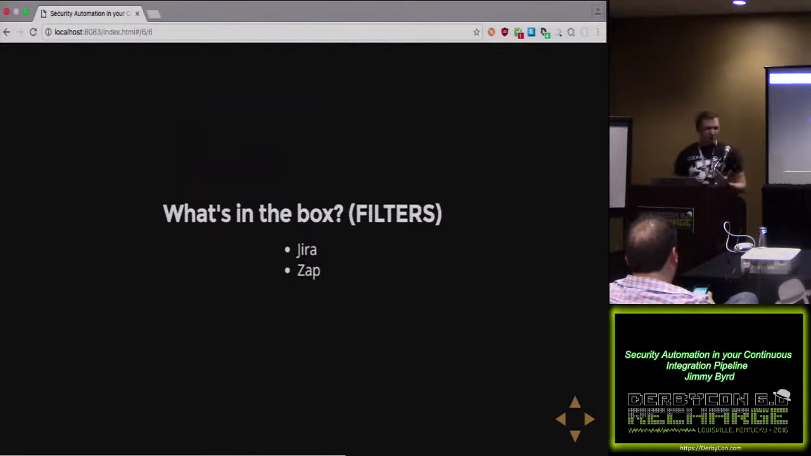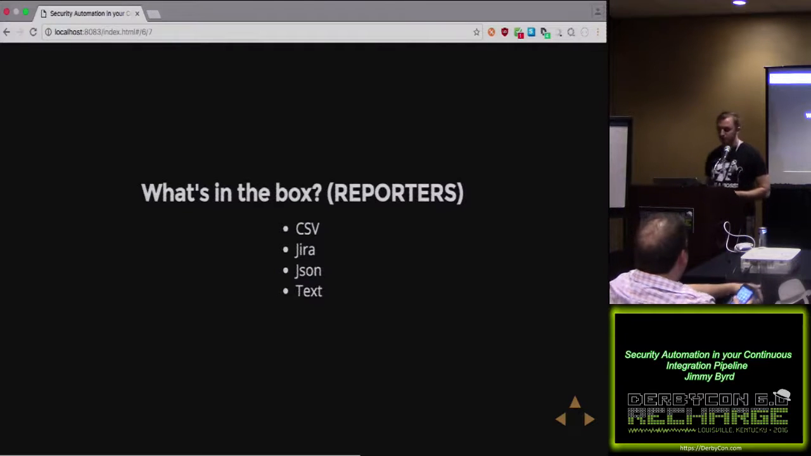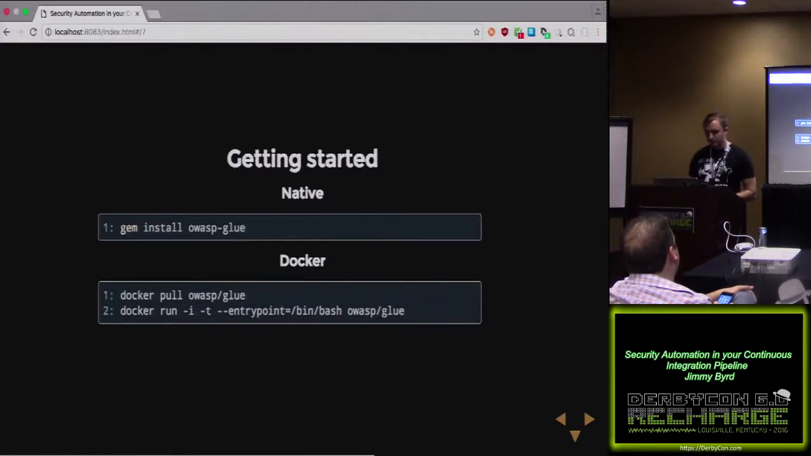Also, filters. Basically, filters are a way of just saying, all right, I've seen this vulnerability before, or it's a false positive, I know it is. Don't show me again. And then what you can actually do is take this out and get into a report. And so you can get it in CSV, JSON, or just a text file. And then you can also import into something like Jira or whatever task management tools you're actually using to track your bugs.